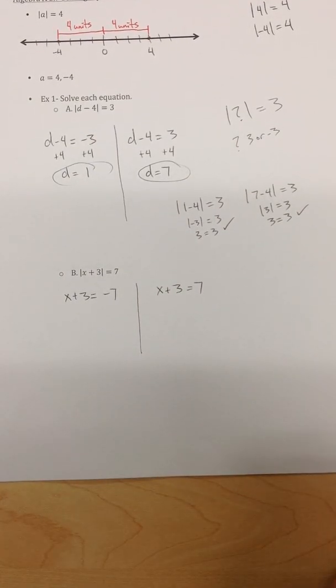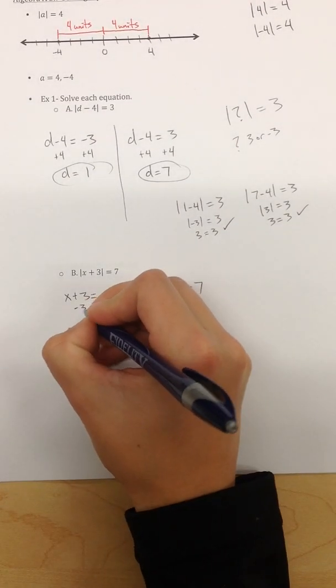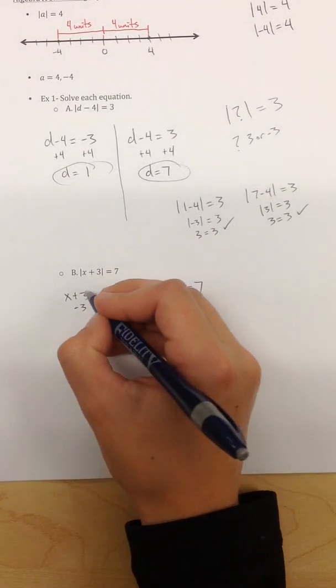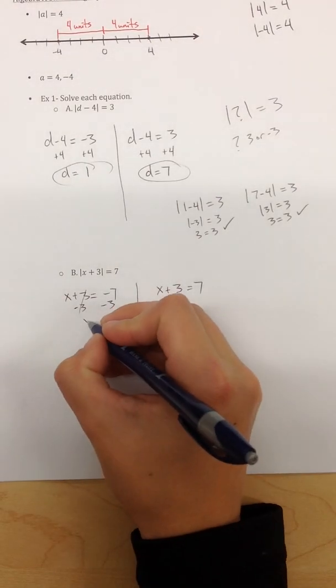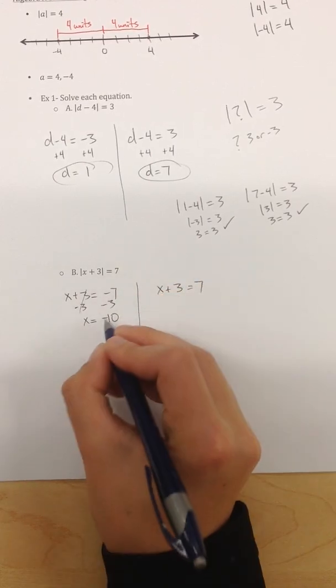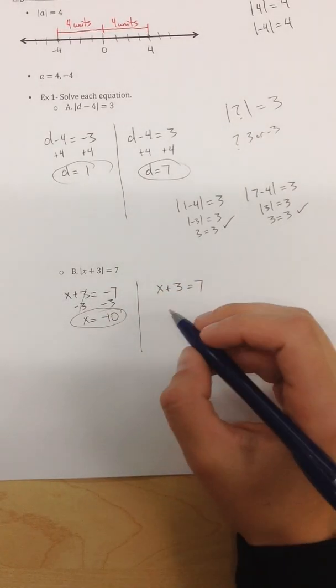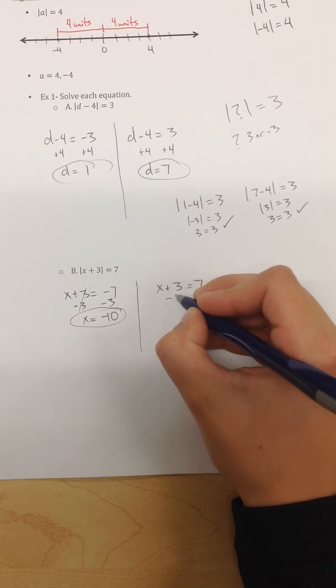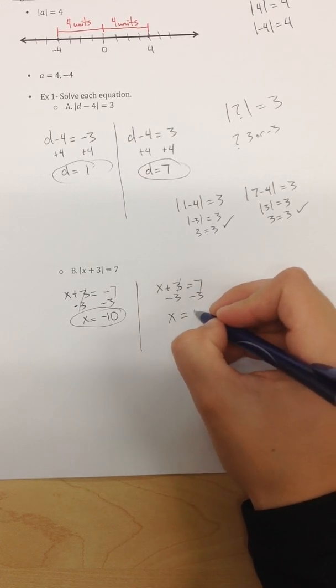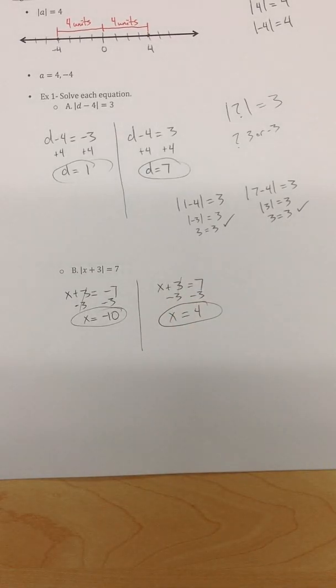Then I solve both of those out, so I'm going to subtract 3 from each side to get rid of adding 3, because a positive 3 and a negative 3 cancels out. So it would be x is equal to negative 7 minus 3, which is negative 10. So that's one of my answers. And then same thing over here, to get rid of adding 3, I do the opposite, so I subtract 3 from each side. So that would be x is equal to 4. So my two answers there would be 4 and negative 10. And again, if I plug those back in, just like I did up here, it should come out with 7.